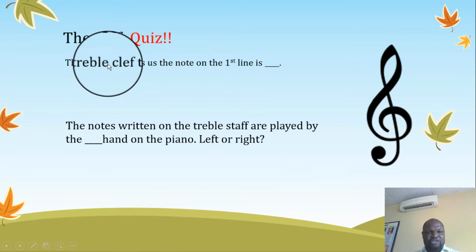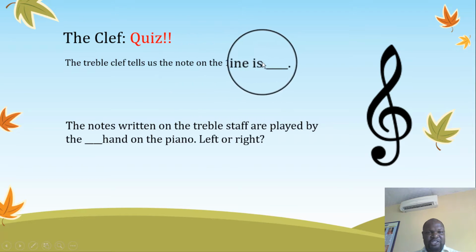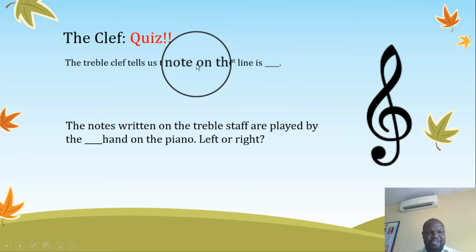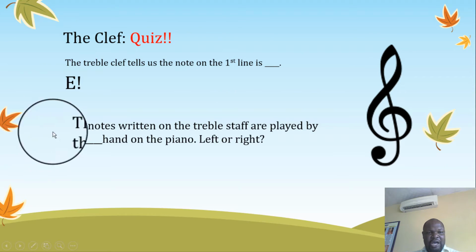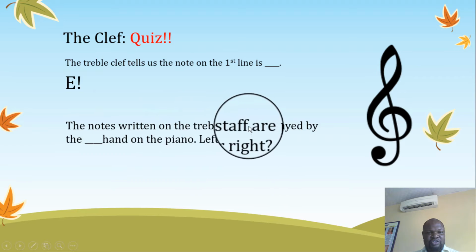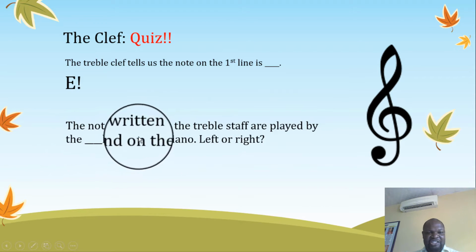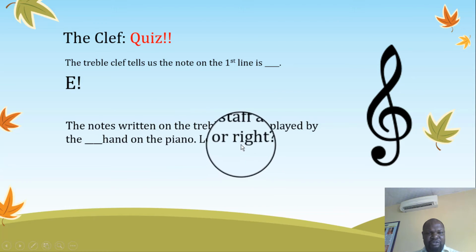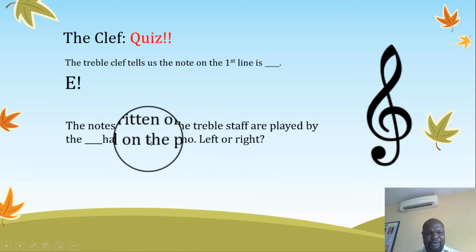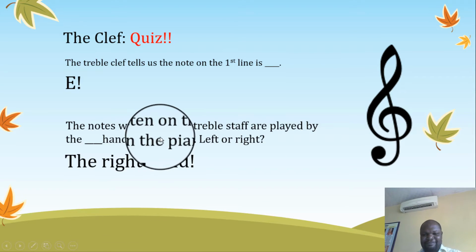Again, another quick quiz. The treble clef tells us the note on the first line is dash, is E. And here another question. The notes written on the treble staff are played by the dash hand on the piano. Left hand or right hand? Do we remember? The right hand, yes.